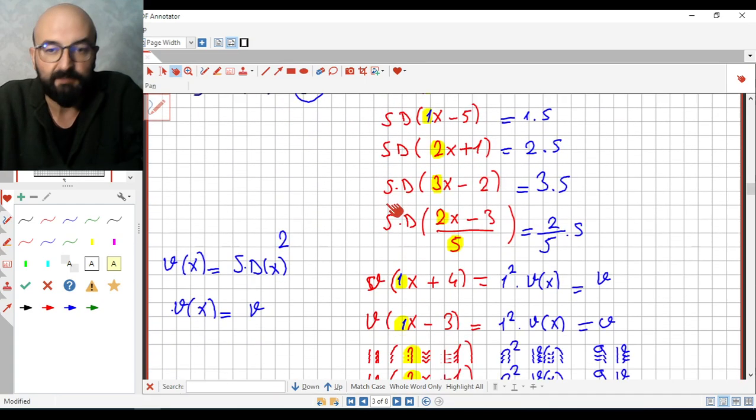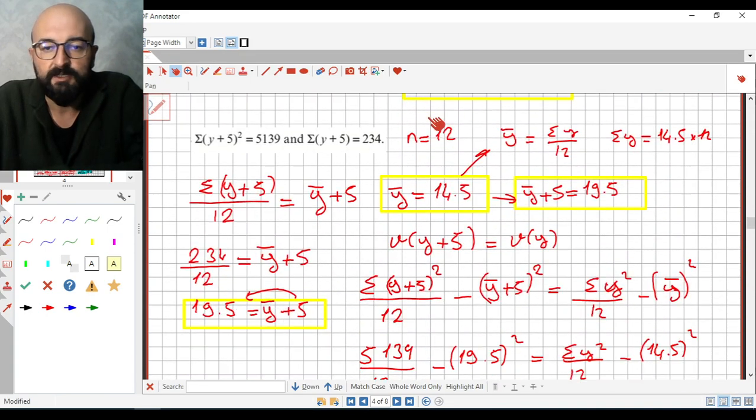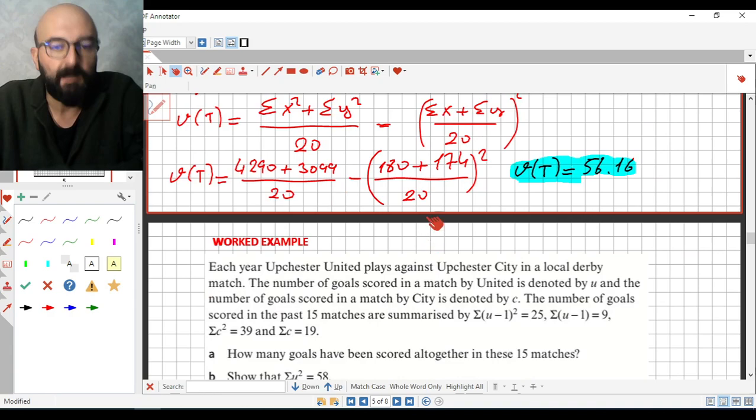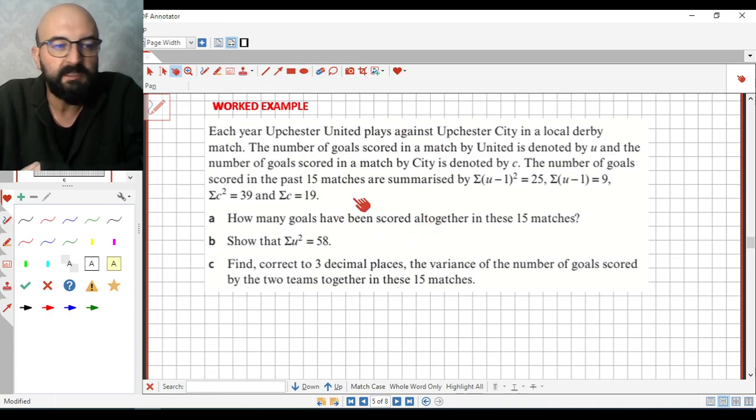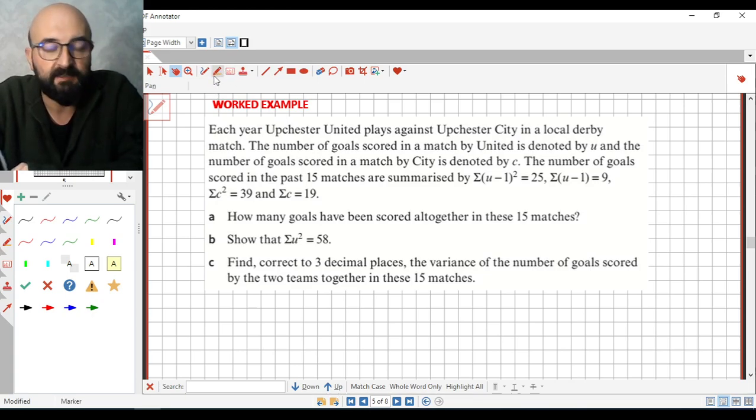Okay, and please notice this section, because these are very important for the problems, and we will solve some problems about these sections. Okay, now we can start to solve some worked examples.